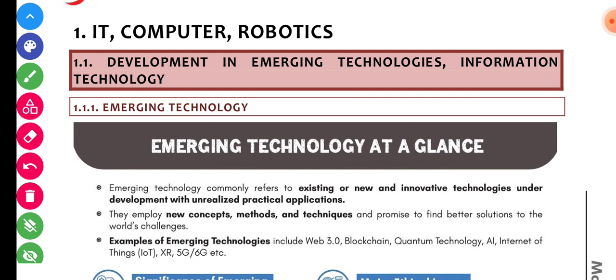First, we will understand the developments in emerging technologies, information technology, IT. So first, what is emerging technology? It commonly refers to existing or new and innovative technologies under development with unrealized practical applications. Unrealized practical applications, that is, not yet real.